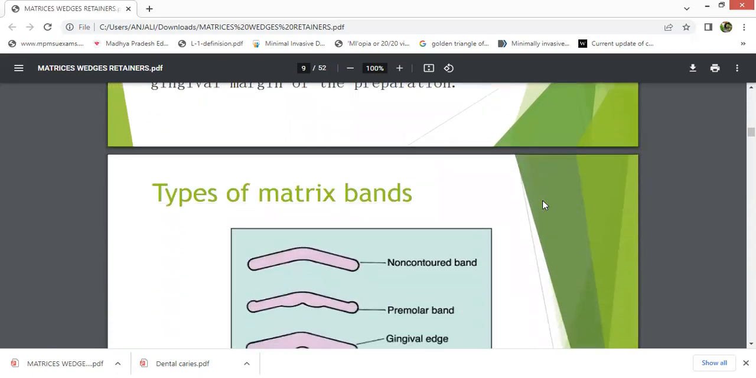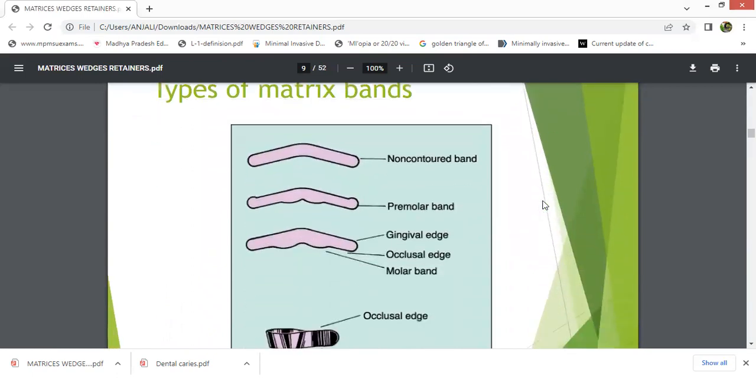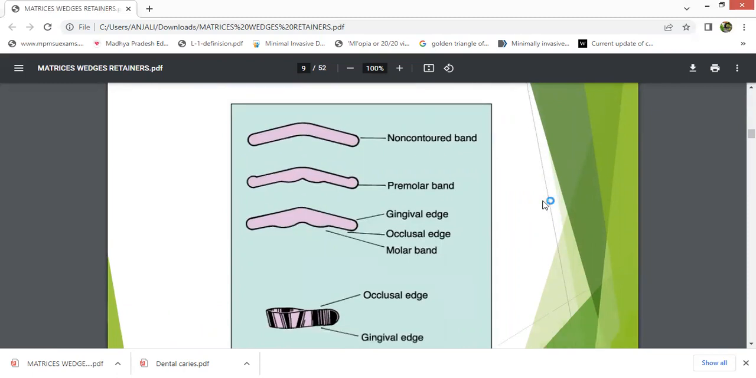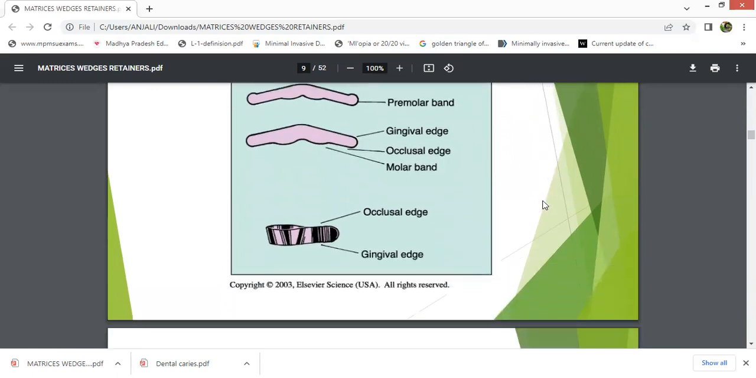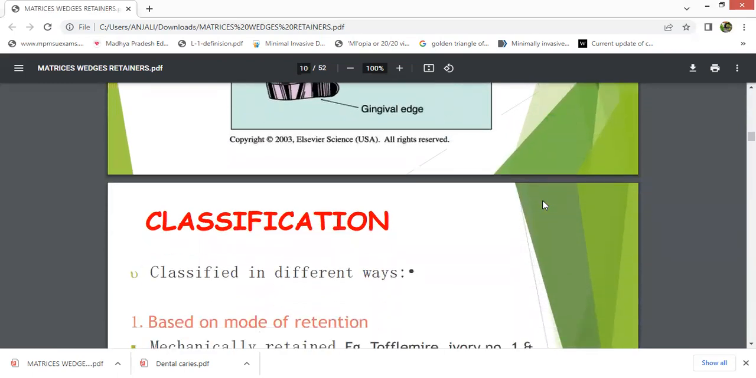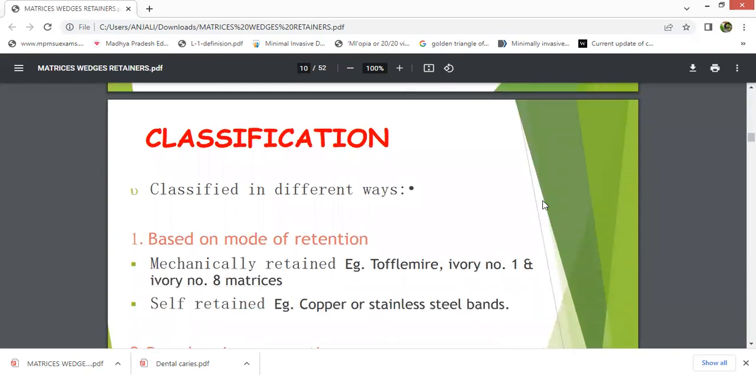So we are talking about types of matrix band. As seen in the diagram: non-contoured band, premolar band, gingival edge, occlusal edge, molar band, occlusal edge, and gingival edge. So next is classification.